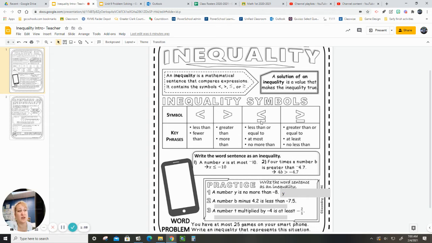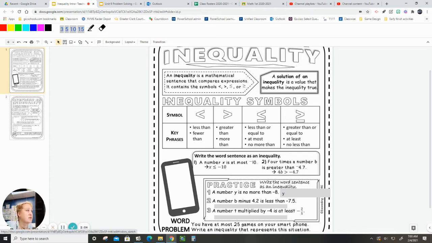So this one is less than or equal to. How is this slightly different than this? Well, it has this straight line underneath it, and that sign means it can also be equal to. So you're going to be looking for keywords like less than or equal to, at most, no more than. That means this one over here is greater than or equal to. So we're looking for keywords like greater than or equal to, at least, or no less than.